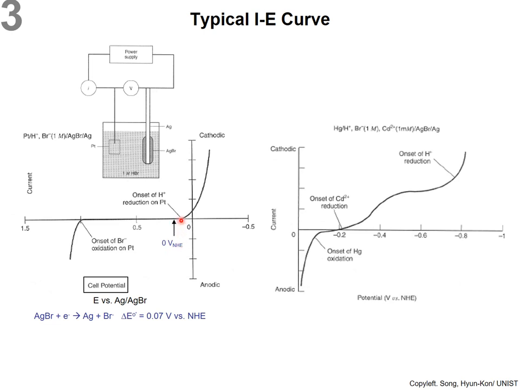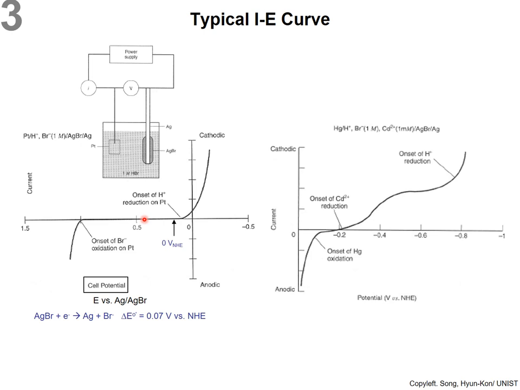Then from this point, you can observe some current. As you go to more negative values, the current would increase exponentially. What is this current? That is the Faradaic current responsible for the proton reduction, or hydrogen evolution reaction. So the onset potential of the proton reduction is observed around the thermodynamic potential, which is 0 volt versus normal hydrogen electrode, or minus 0.07 volt versus silver bromide.